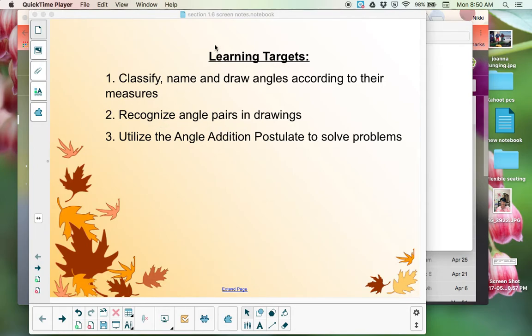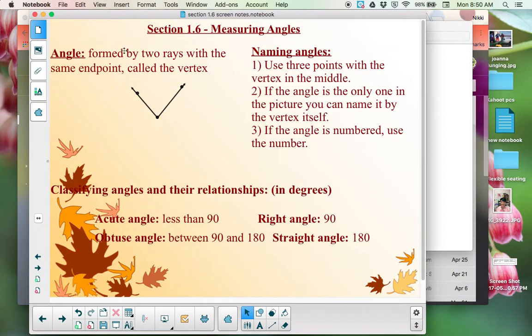This section is on 1.6, which is on angles, naming them, recognizing different relationships between pairs of angles, and using the angle addition postulate. First thing we're going to talk about is what makes an angle. You have an endpoint called the vertex, and then the two rays that come out of it.